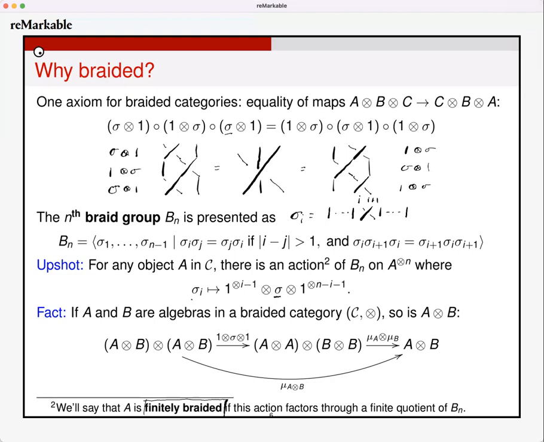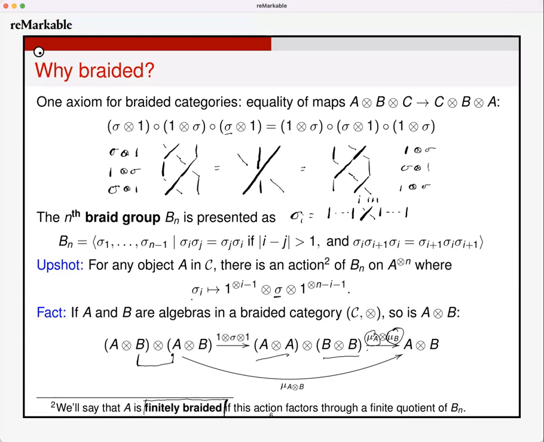And how do I do this? If I want to multiply something in A tensor B with another thing in A tensor B, what I can do is first apply the braiding to swap the B and A. So I've got the A and A side by side and the B and B side by side. And then I can apply the multiplication in A, followed on the one and the multiplication of B on the other. And that gives me something in A tensor B. And that's my multiplication on A tensor B. In some sense, this is the minimal amount of assumption that you can make in order for the tensor product of two algebras to be an algebra.